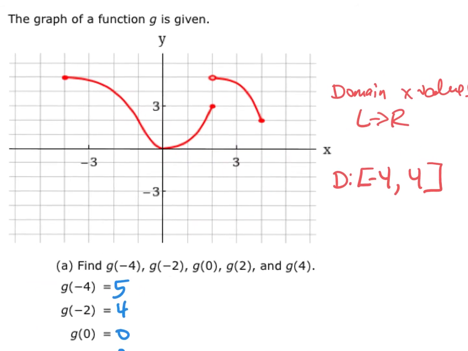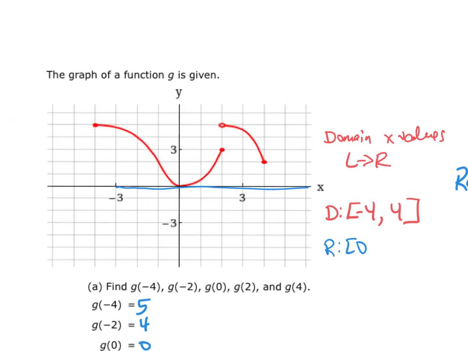So what is the absolute lowest that this graph goes? 0. Does it include 0? Yes. Sure does. And then what is the absolute highest that this graph goes? 5. To 5. Does it include 5? Yes. Are there any breaks in the range? Are there breaks in the graph? Yes. Okay, so let's look at this.